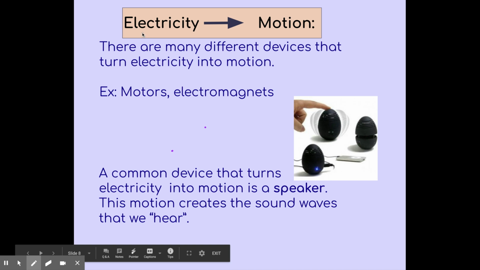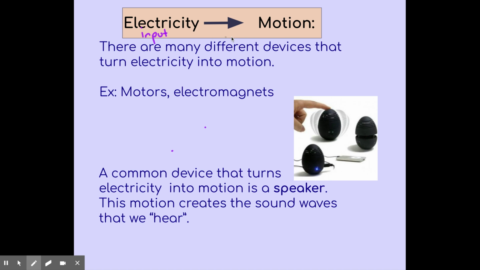All right, next conversion. Electricity to motion. If you start with electricity, your input energy, and you end with motion, your output energy, this is often referred to as mechanical energy. In the past, you've also probably heard of it as kinetic energy because it's that motion energy. There's many different devices that do this. We plug something in and it moves. Usually we focus on motors and electromagnets in a whole other section. We're not going to do that at this point.